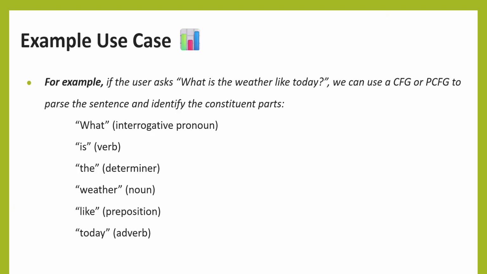For example, if the user asks, "What is the weather like today?" we can use this context-free grammar or the probabilistic context-free grammar to parse the sentence and identify the constituent parts. Like, what is the interrogative pronoun? What is the verb? Then we can use the parsed sentences to generate a response based on the user queries.